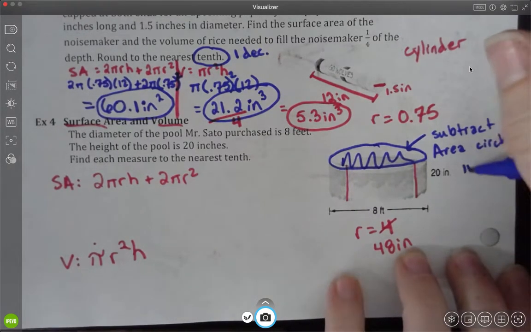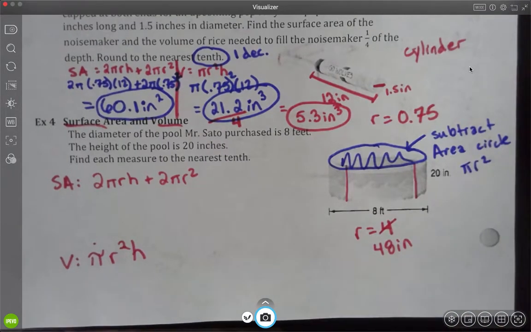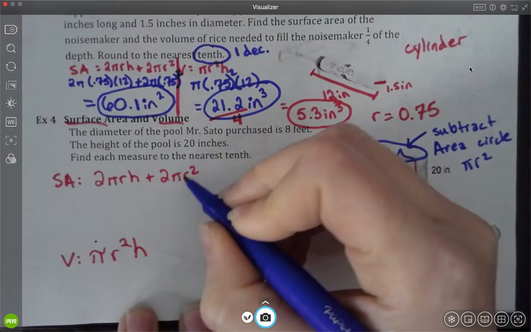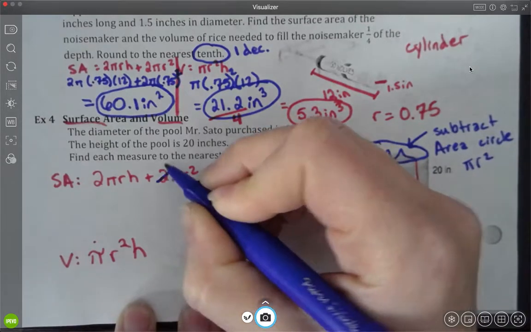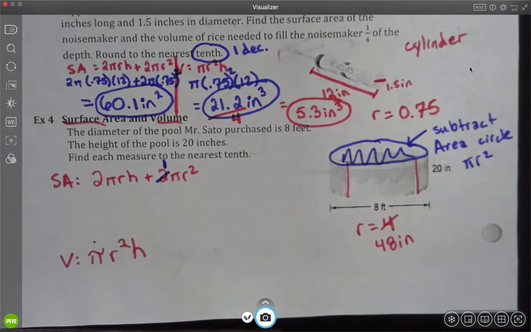Just pi r squared, okay? So basically this pi r squared, that's 2 of them, only goes to 1. Does that make sense? Because now he only has 1 base. He's got the bottom, but he doesn't have the top. So instead of having 2 bases, he has 1 base. Does that make sense? So we do need to change our surface area just ever so slightly, all right?